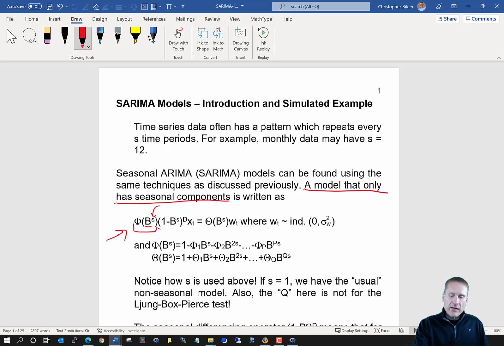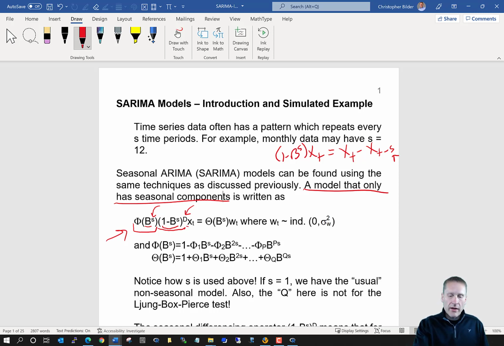We also have the differencing component as well. It's going to be raised to the capital D power to differentiate it from when we had a non-seasonal aspect. But notice also here we have this 1 minus B raised to the S inside of it. So if I were to take (1 minus B^S) times x_t, I guess capital D would be 1 in this particular case. Now my differencing looks like this, x_t minus x_{t-S}. So again, that's how we take into account this seasonality.